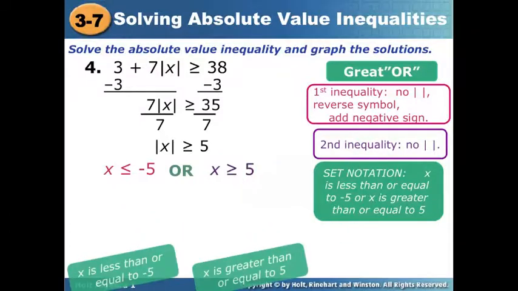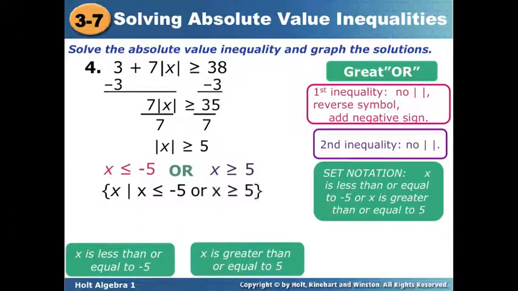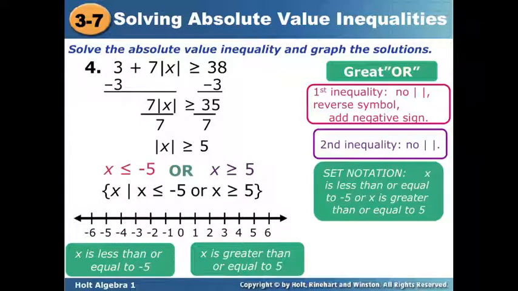Put your numbers in set notation. It's the set of all x's such that, for an or compound inequality, you just set them right into the set notation with the word or in between. So we have that x is less than or equal to -5, or x is greater than or equal to +5. Now graph it on a number line.